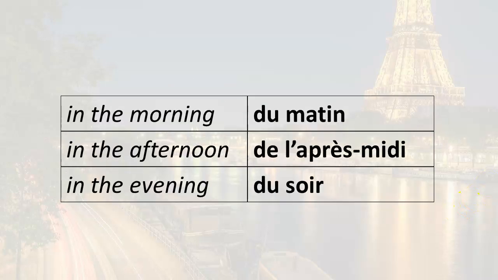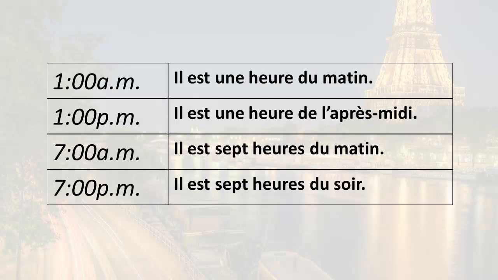You learn the expressions du matin, de l'après-midi, du soir to express AM and PM. For example, 1 a.m. would be il est 1 heure du matin. 1 p.m. would be il est 1 heure de l'après-midi. 7 a.m. would be il est 7 heures du matin. 7 p.m. would be il est 7 heures du soir.